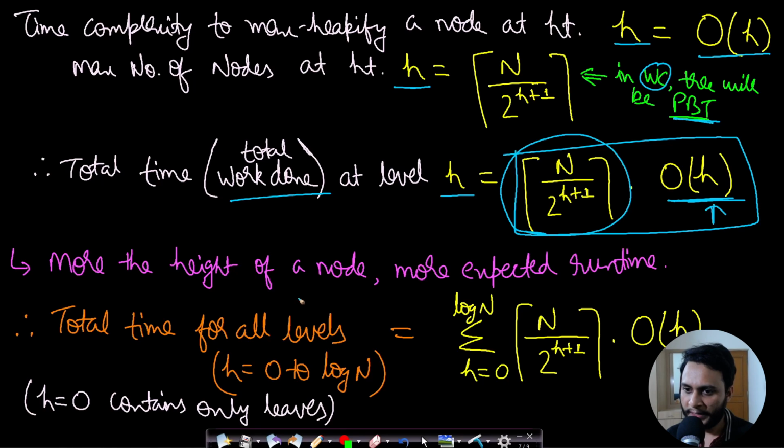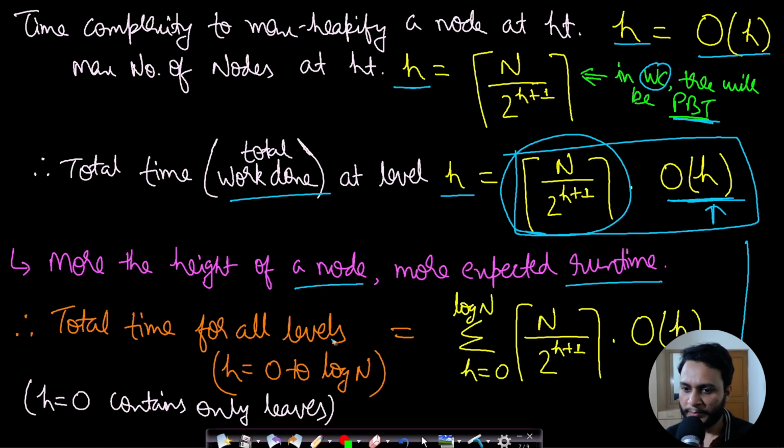Now the greater the height of a node, the greater is the expected runtime, because we need to move more and more downwards. In the worst case, we will have to move to the farthest leaf. So if you are at a greater height, then we might be required to move a larger distance. So the time complexity will be higher if the node is at a greater height. This is pretty logical.